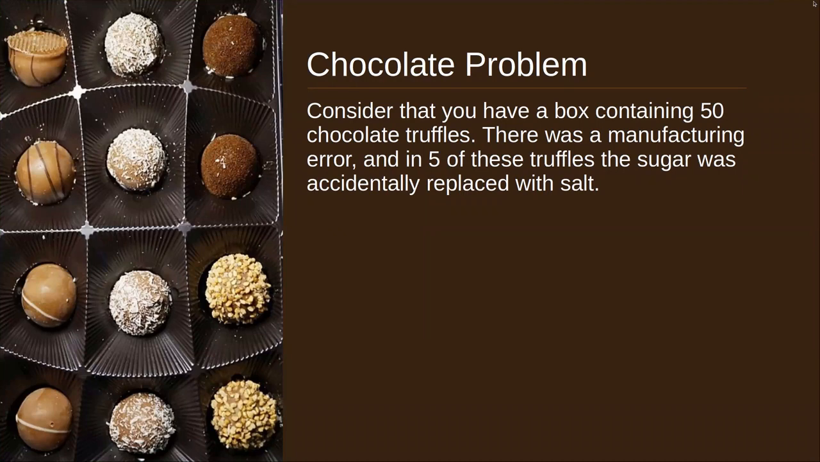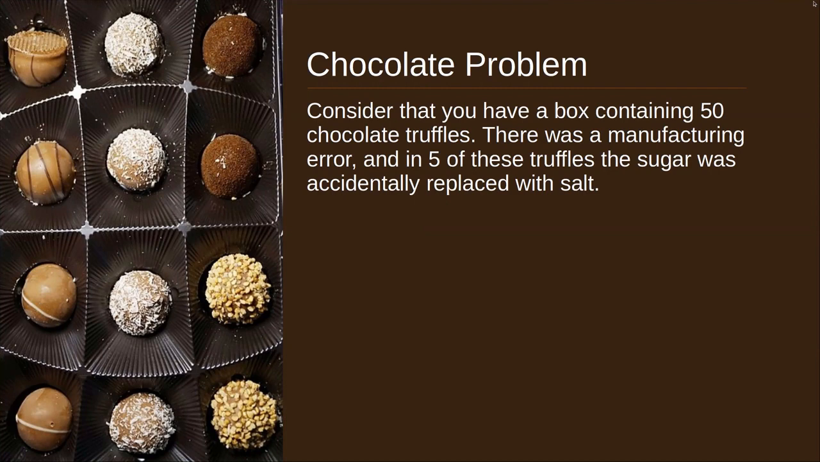Before I give a proper definition of the conditional probability, consider this example problem that we will solve before the end of the video. So in this problem, we have a box that contains 50 chocolate truffles. However, when these chocolate truffles were made, there was a manufacturing error, and in 5 out of these chocolates, the sugar was accidentally replaced with salt.